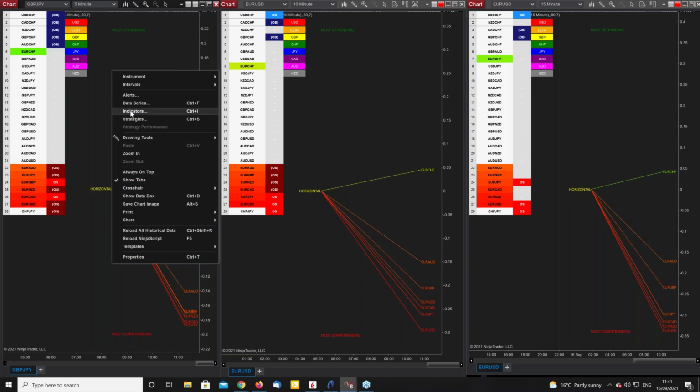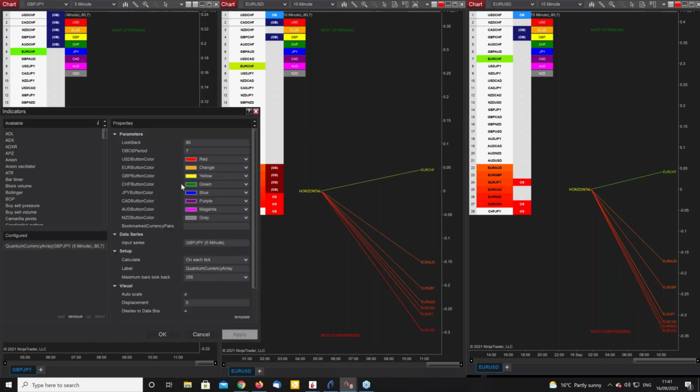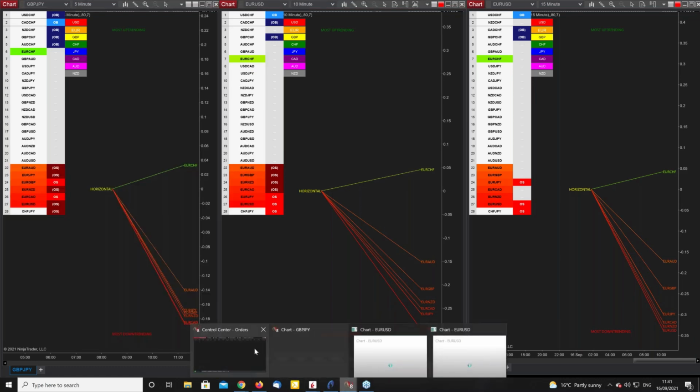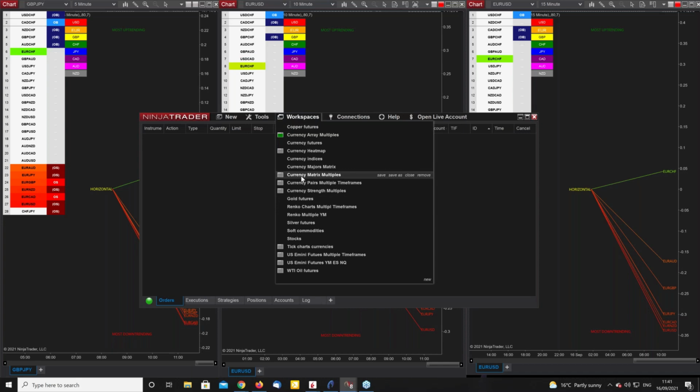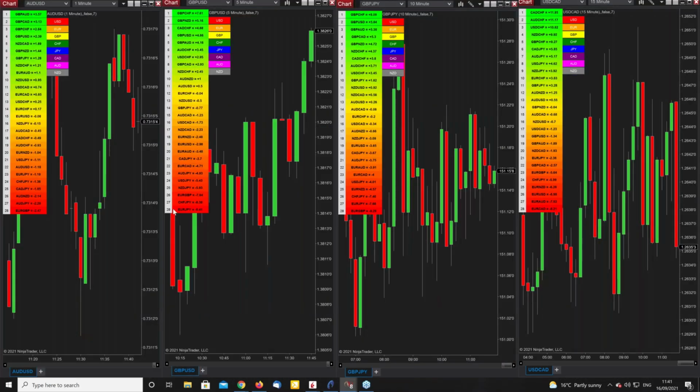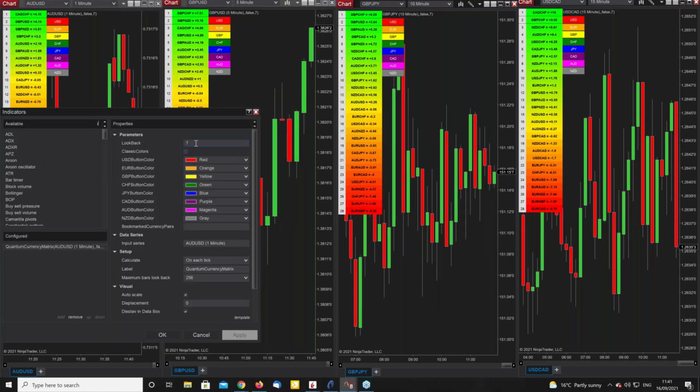But do remember, if I go onto the indicator itself, look at the look back period. The look back period on the currency array is 80, okay? So it's taking a much longer perspective on what is going on. So do not think that this is the same as the currency matrix. If I pull up the currency matrix, there we go. The currency matrix is much more of a scalper's tool, and the reason for that is very simple. If I click on the indicators again, look at the look back, it's 7. There's a huge difference between the currency matrix and the currency array.